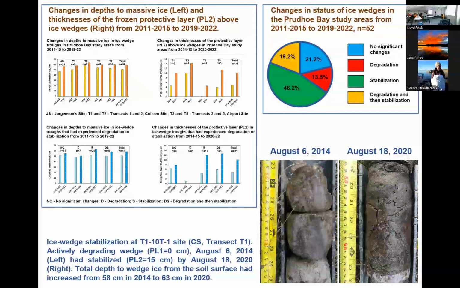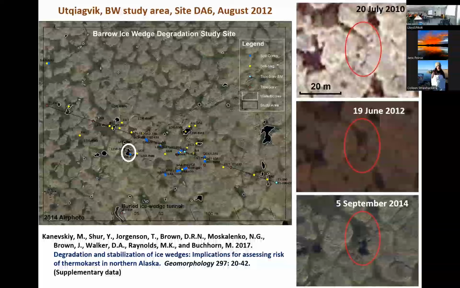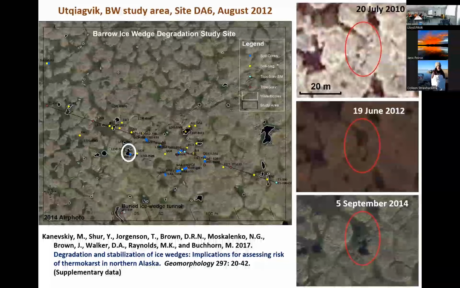And many other ice wedges experience stabilization, or we could detect some degradation. This is one example from our Utqiagvik study site. The process of degradation and stabilization can go really fast. You see a dry trough in the image of 2010, but in 2012, it was already a pretty big pond.